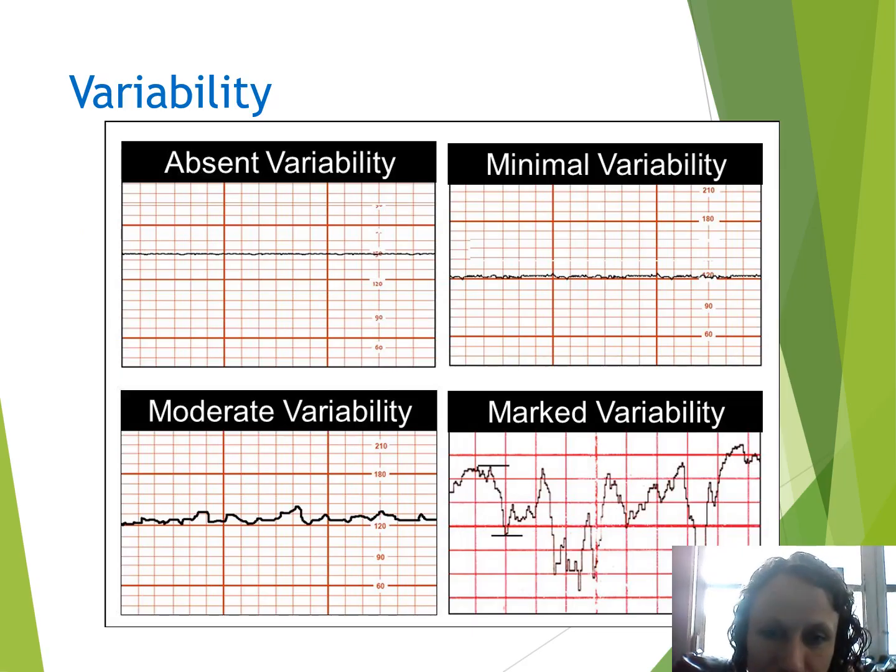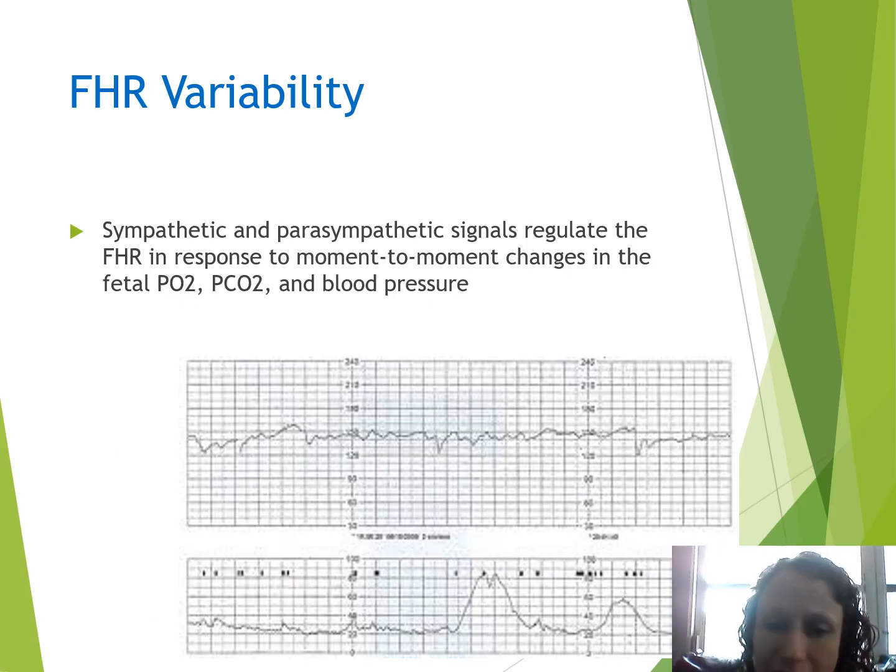So you can see the little picture. Our absent is just our very flat line. Our minimal, we see a little bit of variation. Our moderate, we see that 6 to 25, greater than 5. And then our marked, it's all over the place. So if you're looking at a fetal heart rate and you can't figure out what the baseline is, that probably means you have a marked, okay? So doing our variability, we would want to see, like I said, the moment-to-moment changes in that fetal heart rate.